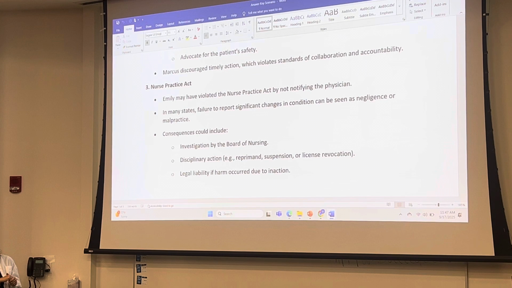Okay, so negligence is not doing something that you're supposed to do. Malpractice is when injury results to the patient as a result of your negligence. Okay, and then some consequences for Emily could be investigation by the Ohio Board of Nursing or whatever state Emily's in, disciplinary action like reprimand or a temporary suspension or even revoking the license. And then if harm occurred to the patient, then even more specific personal legal action could be brought against Emily.